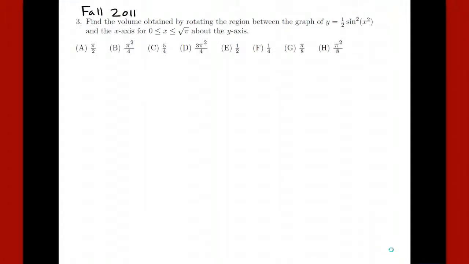Find the volume obtained by rotating the region between the graph of y equals 1/2 the sine squared of x squared and the x-axis, the region between these two, for x between 0 and root pi. And we're going to rotate this about the y-axis.